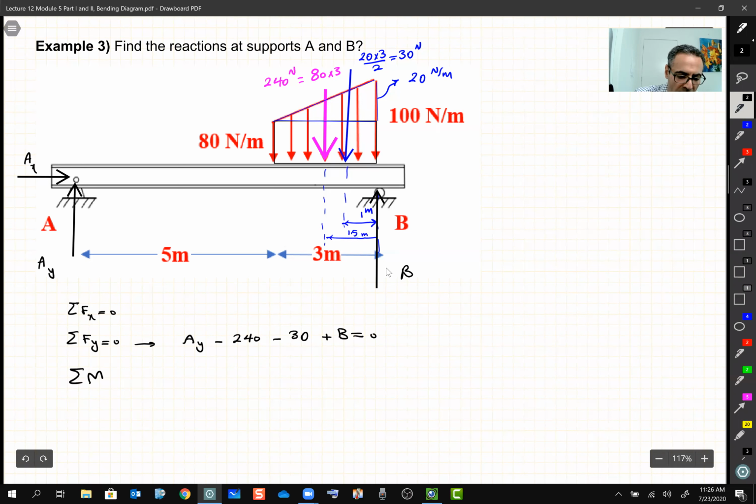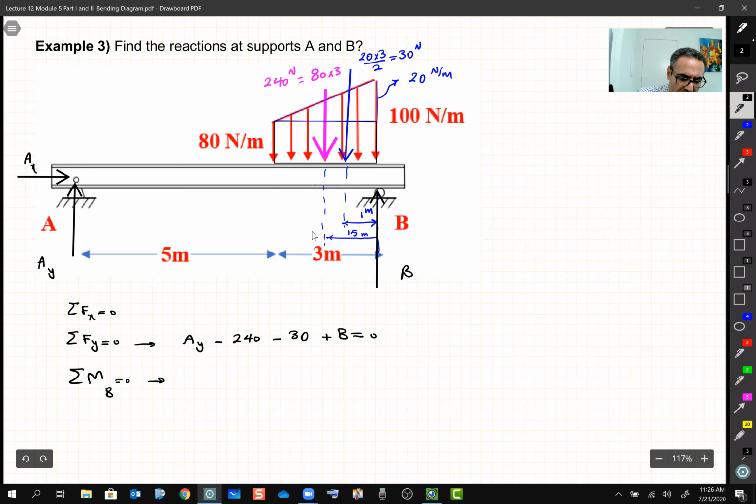And take a moment about any point you like, for example, point A or B. If it was me, I took the moment about point B because it seems less calculation. Let's do it. So take the moment about point B.